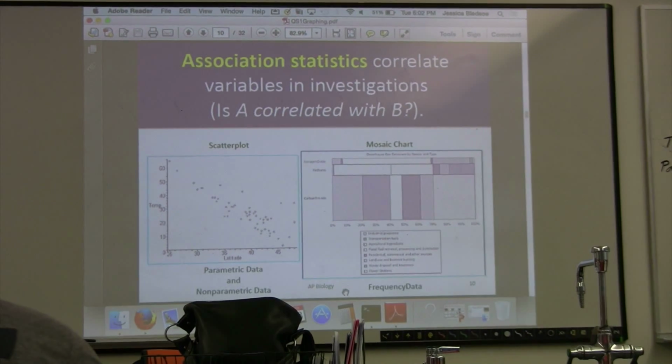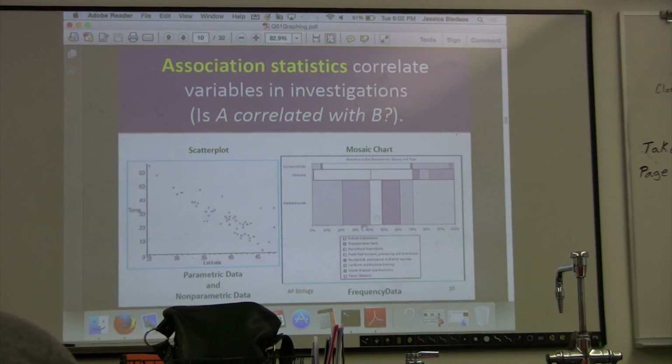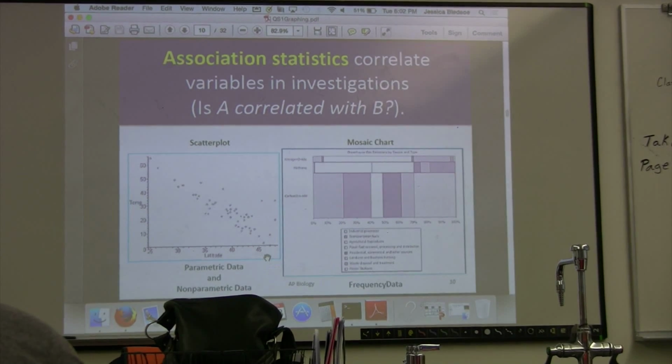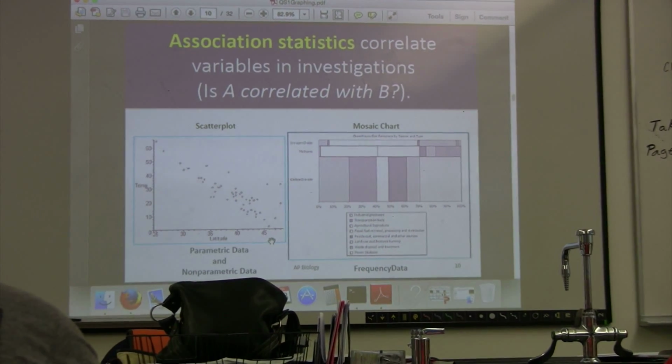Scatter plots. They'll never ask you to do a mosaic chart. If they do, you can come and kick me in the knee. If they're like, construct a mosaic chart on the following data set. Right here in the cap.